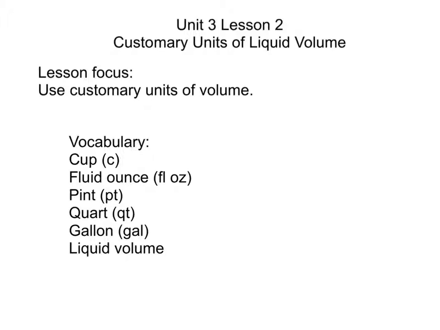Quart, you can usually buy a quart of oil for your car. Gallon, the one you know the most of is a gallon of milk. So think of what your milk container looks like. If you get the big one, that's a gallon. If you get the smaller one, it's a half gallon.